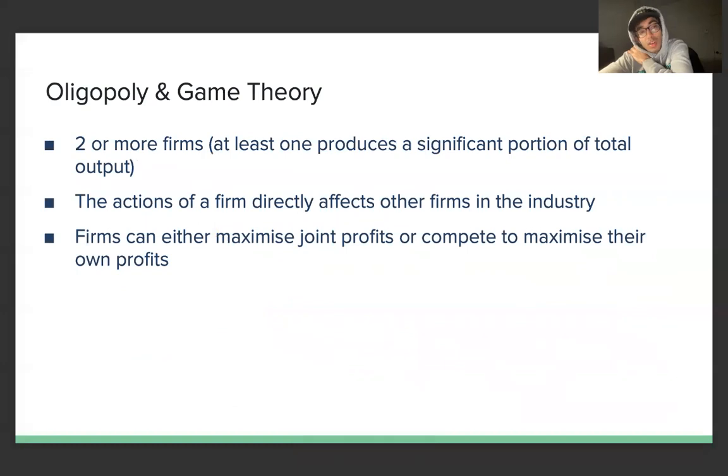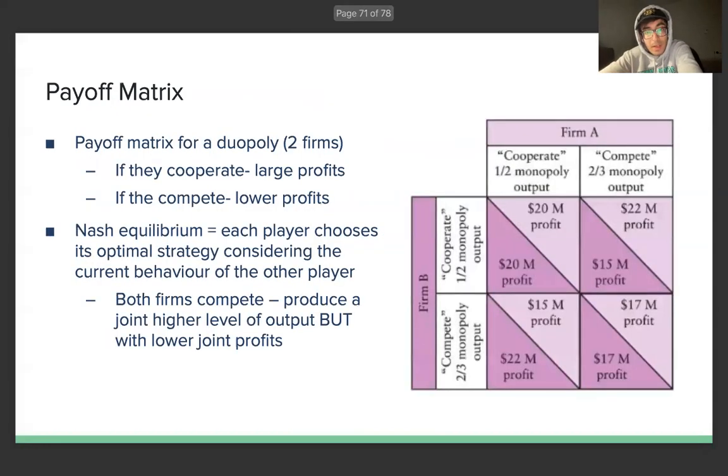Okay. Oligopoly is basically you have two or more firms, and at least one of the firms has a good portion of the total output that's being produced. And since there are a limited number of firms, the actions of one firm can directly affect the other firm, and firms can either maximize joint profits or compete to maximize their own profits. So this is kind of like a typical game theory problem.